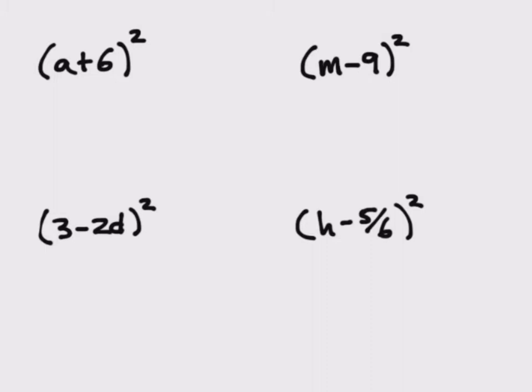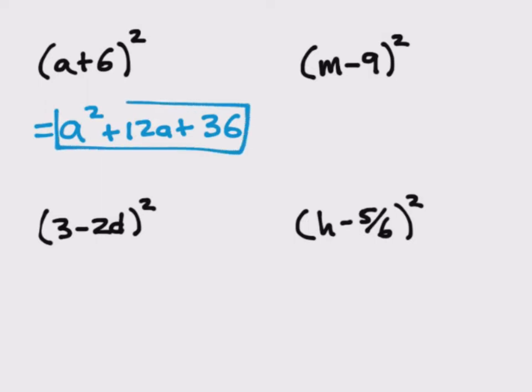Alright, so for this first example, I know that when we square a + 6, we're going to get an a squared. We're also going to get a 36 at the end. But in the middle, we're going to get twice a times 6. So we're going to get twice 6a, we're going to get 12a.